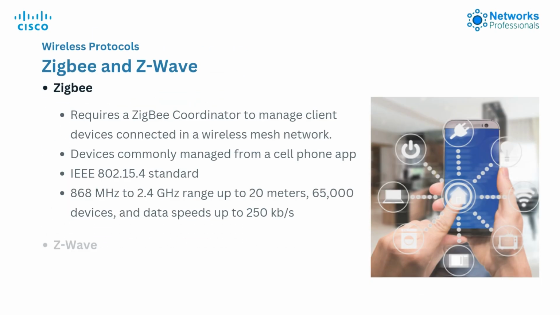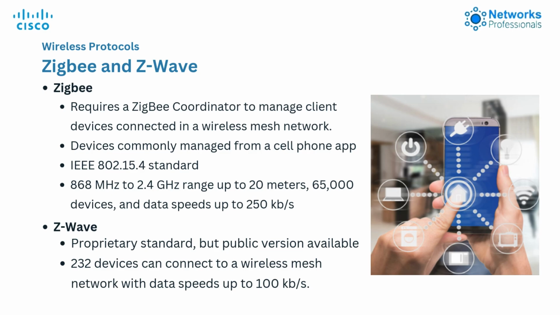Wireless protocols: Zigbee and Z-Wave. Zigbee and Z-Wave are wireless communication protocols mainly used in home automation and IoT, Internet of Things. They are designed for low power, short-range communication between smart devices like lights, sensors, thermostats, and door locks.